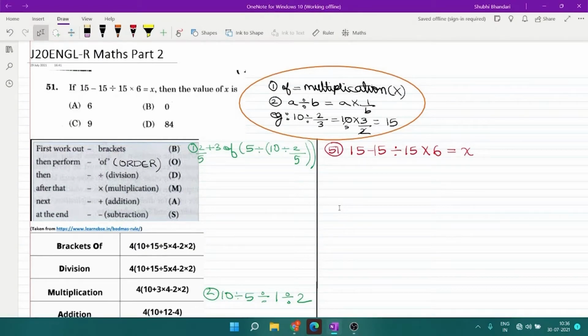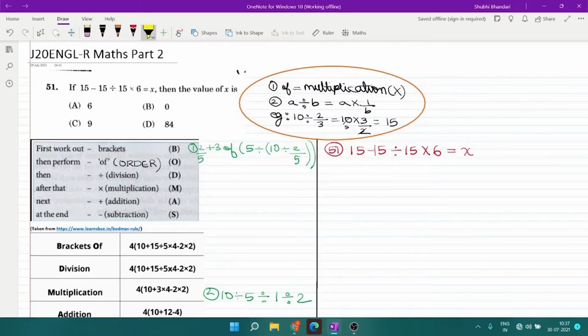Let's start. Question number 51. If 15 minus 15 divided by 15 into 6 is equal to x, then the value of x is. To solve this question, we need to apply our knowledge of the BODMAS rule. So what does the BODMAS rule say?